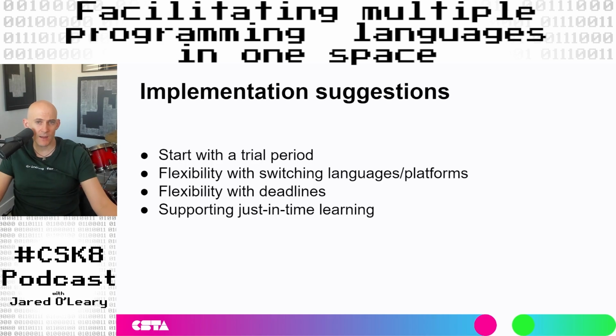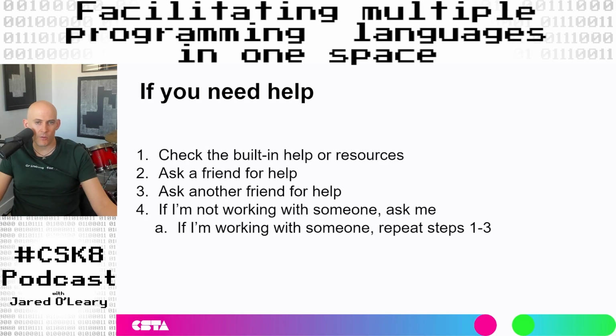To support just-in-time learning, I used the following process that I displayed on the board for every single class. It's called the If You Need Help list. Step 1 was to check the built-in help or resources, also known as RTFM, which the family-friendly version would be read the free manual. Step 2 was to ask a friend for help. Step 3 was to ask another friend for help. And then step 4, if I'm not working with somebody, is to ask me. Otherwise, the students were supposed to repeat steps 1 through 3.